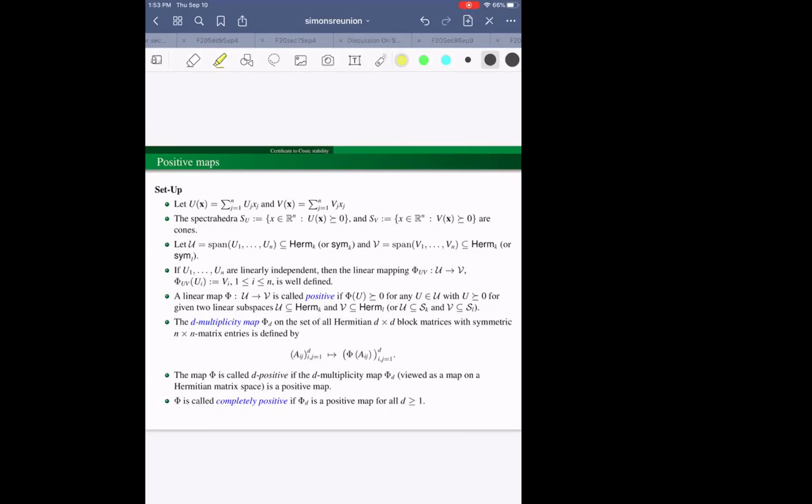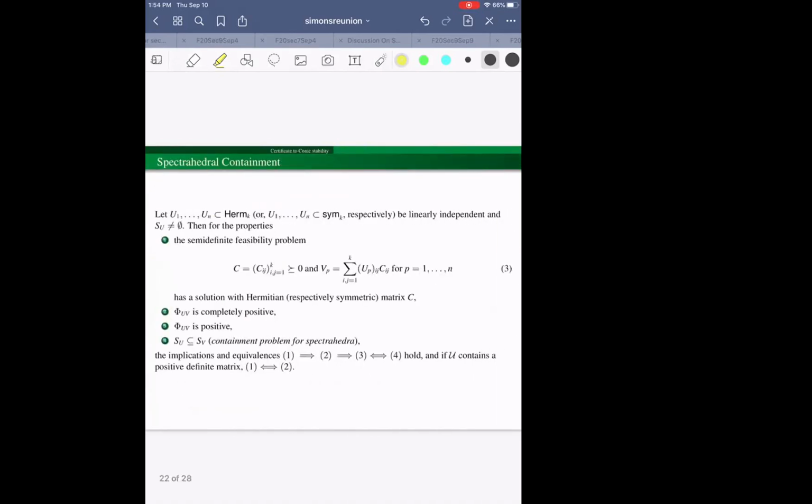We use that fact, and using this setup, we can write spectrahedra. Suppose we have linear matrix pencils U(x) and V(x), which generate the spectrahedra S_U and S_V. Then we can define a linear map from the space of 𝒰 to 𝒱, which maps positive semidefinite matrices from 𝒰 to positive semidefinite matrices in 𝒱. So it's a positive map.